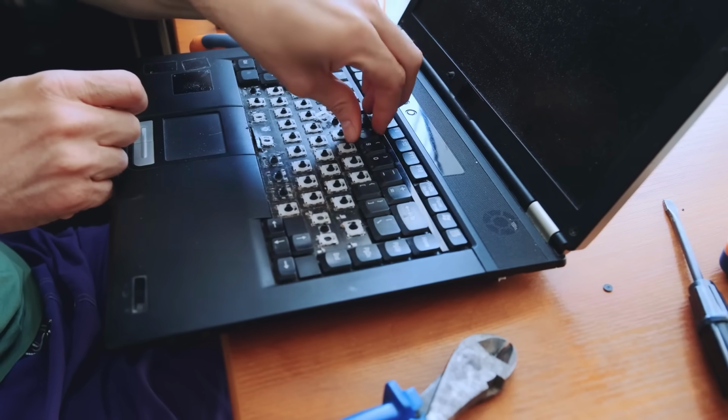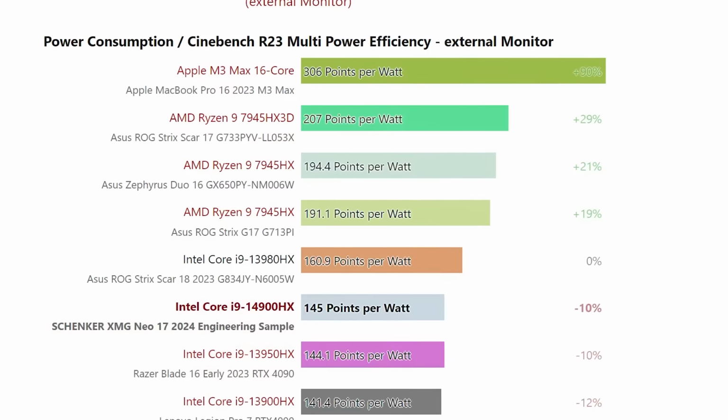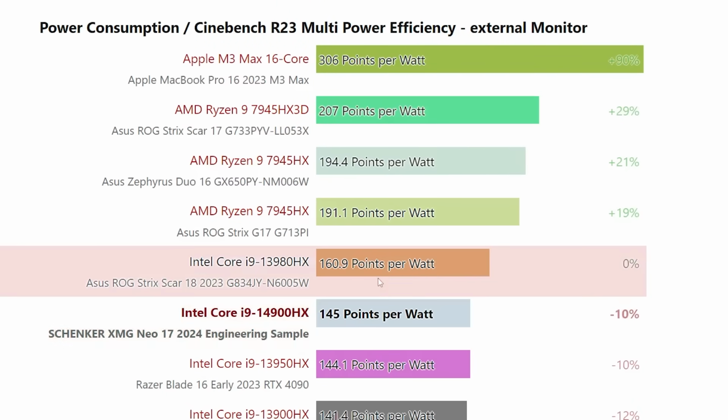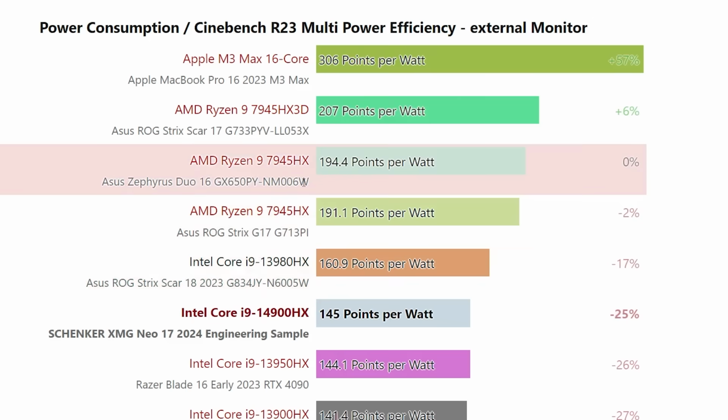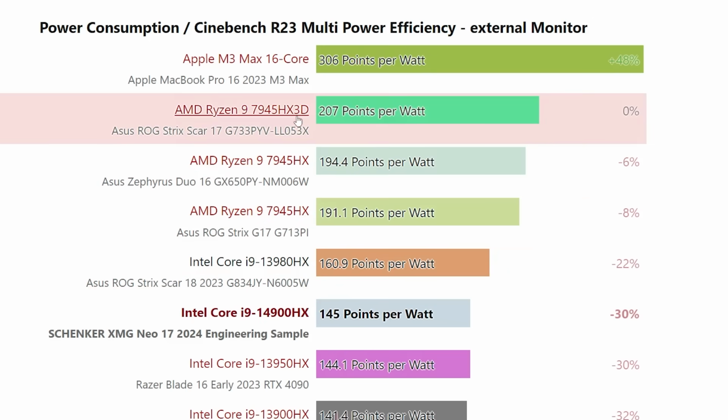Okay, so you might be thinking that it's thermal throttling because of this particular notebook, but when we look at power efficiency here, the 14900HX loses to the 13980HX. And of course, it gets destroyed by AMD's own 7945HX and HX3D.